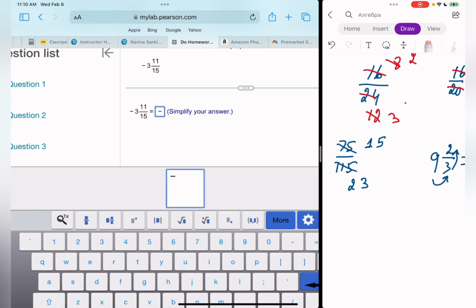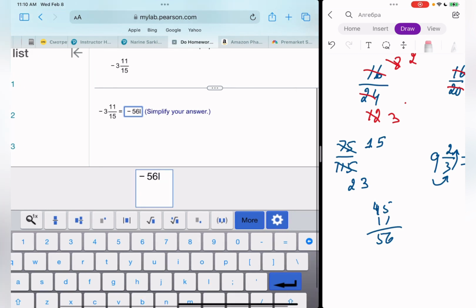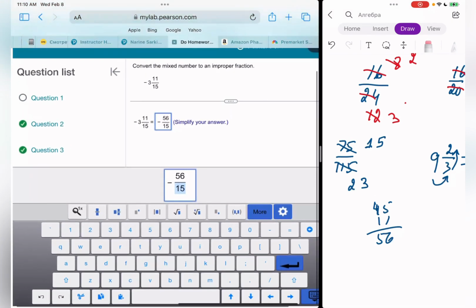Number 6. Okay, the same way, we put negative. 3 times 15 is 45. 45 and 11, it's going to be 56. So we are getting 56. Push forward slash. That's not the one. Here, forward slash, and it's over 15. Let me see if I can reduce by 3. 5 plus 6 is 11. No, it's not divisible by 3. All right.